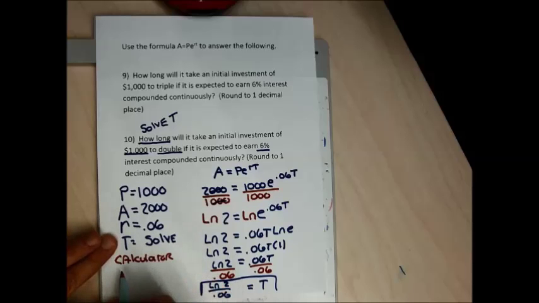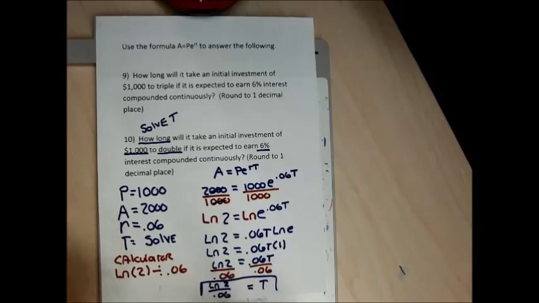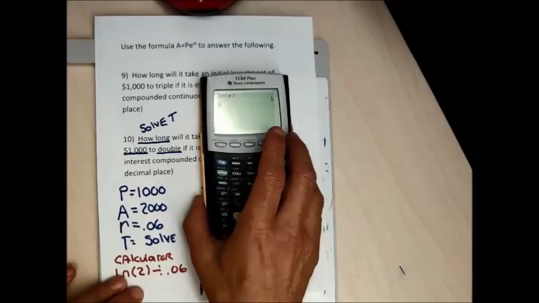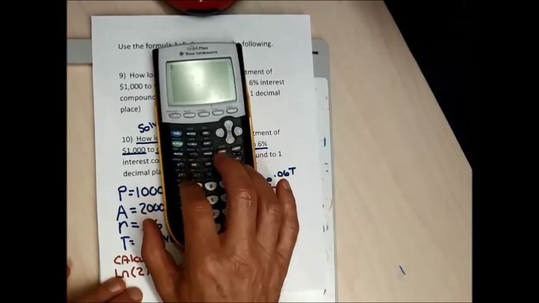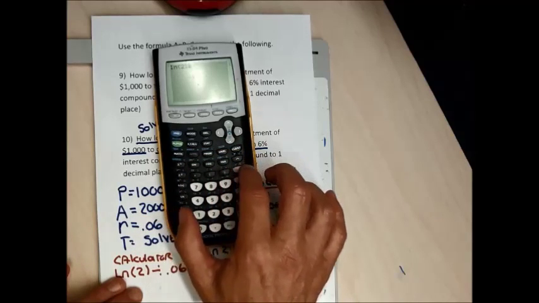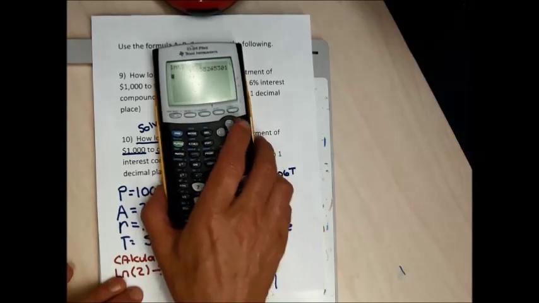And on my calculator, I'm going to enter ln. My calculator is going to force that 2 to be in a parentheses. Then I'm going to hit the divide key and type 0.06. And I'm going to get an answer that stands for t, the number of years, and I'm going to round to just 1 decimal. So I'm going to do ln of 2 divided by 0.06.